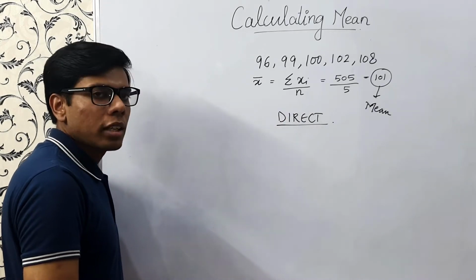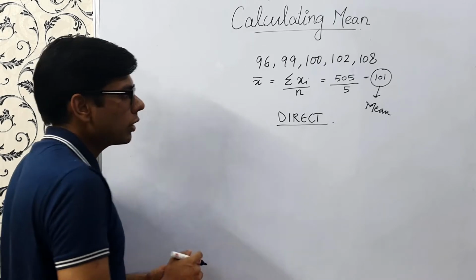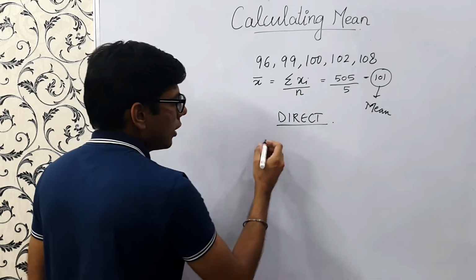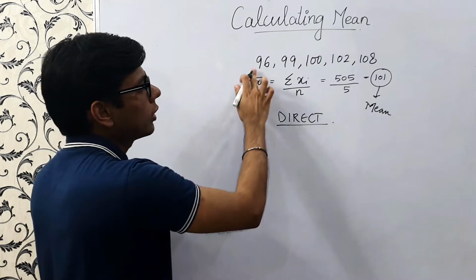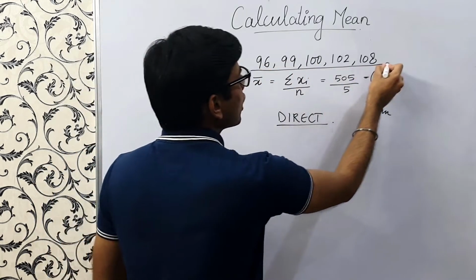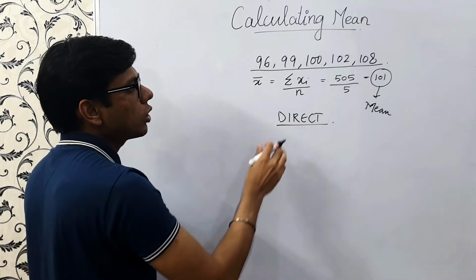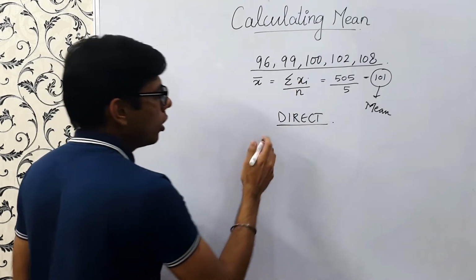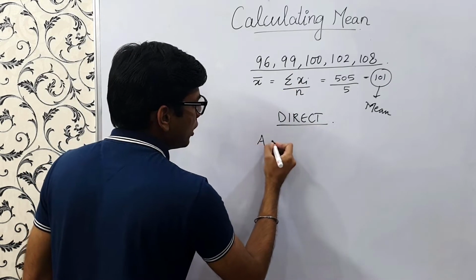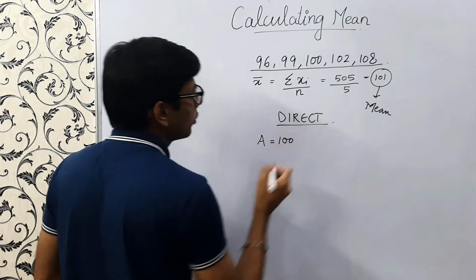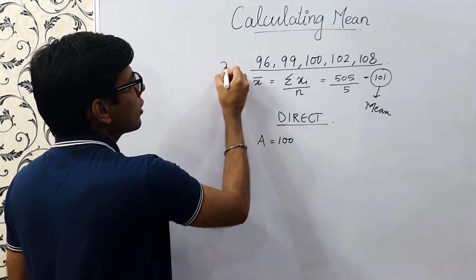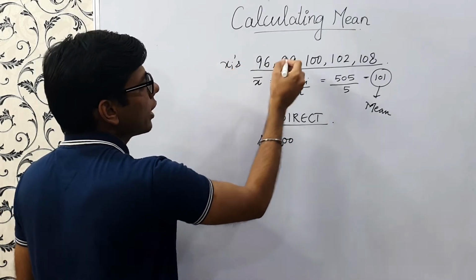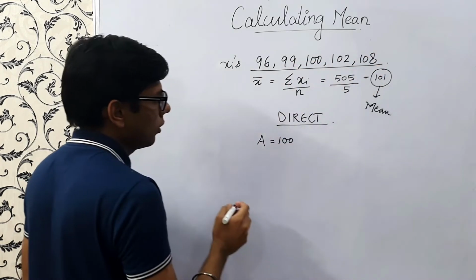Another method is assumed mean method. So what does this method say? So consider any assumed mean. So these are the observations. So whichever you feel is around these observations, to make the observations small, just consider any assumed mean a equals to 100. These are our xi's. This is x1, x2, x3, x4 and x5.